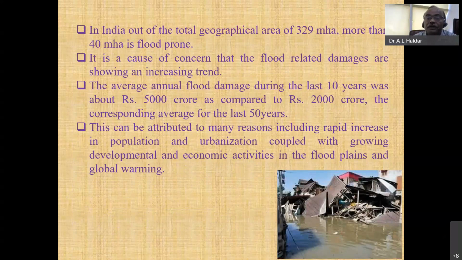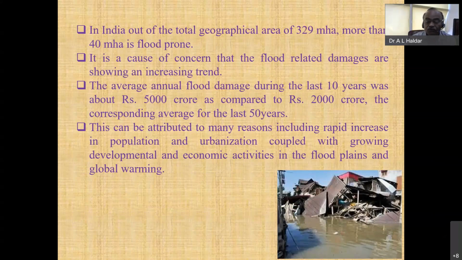In India, the flood-prone area is 329 million hectares, of which more than 40 million hectares are affected. It is a cause of concern, with the greatest damages, and year by year the trend is increasing. The average annual flood damage in recent years is 5,000 crore or more, compared to earlier, when the average over 50 years was 2,000 crore per year.